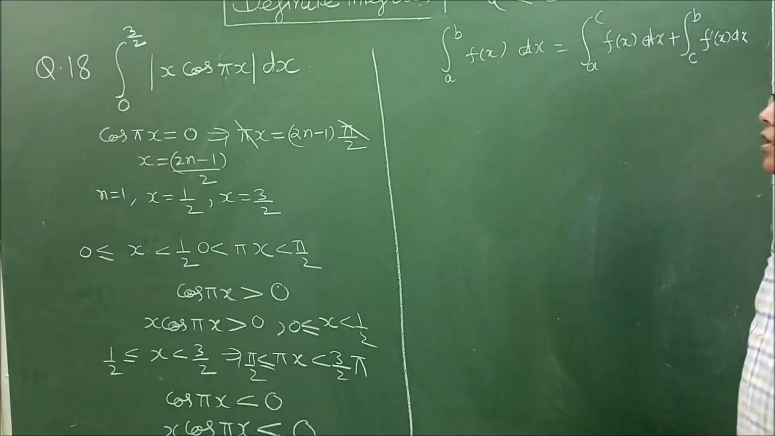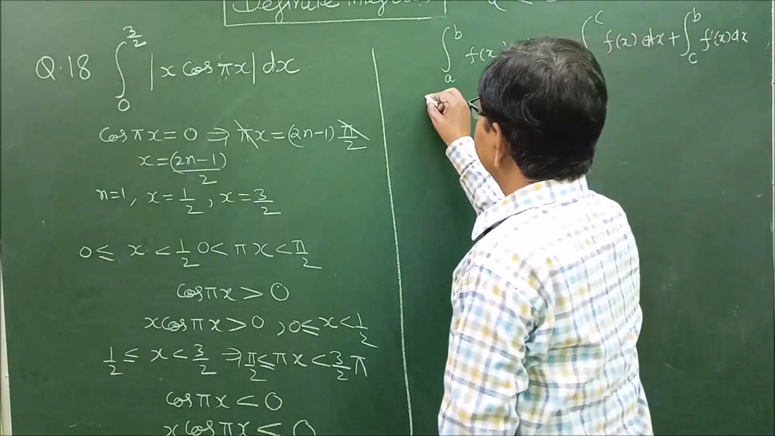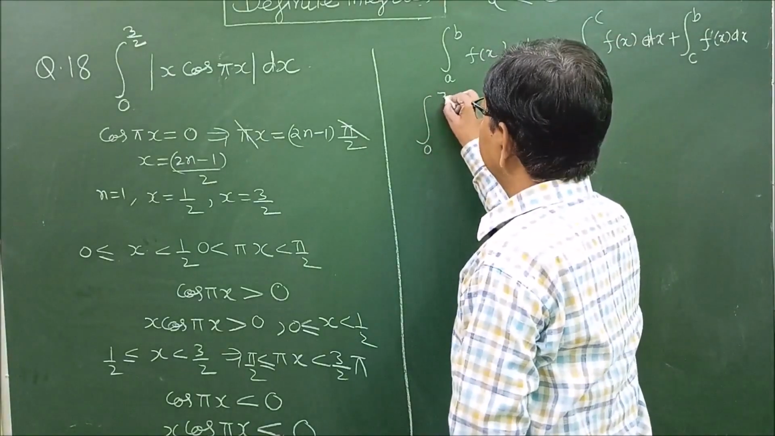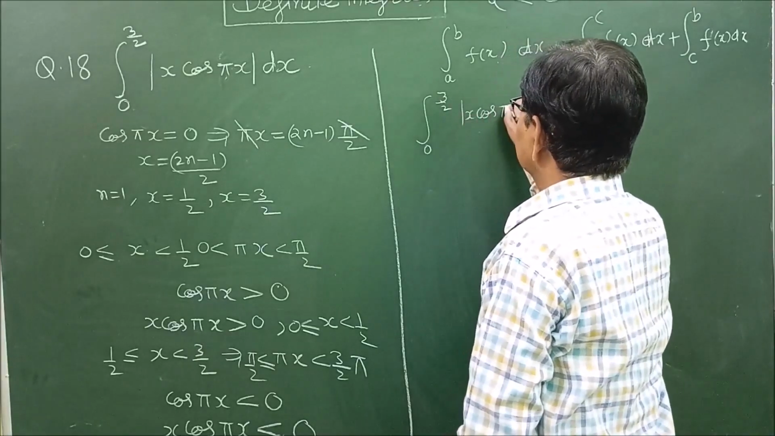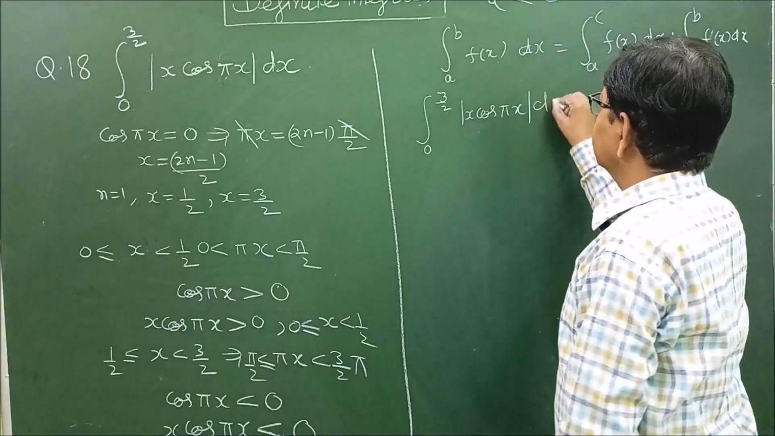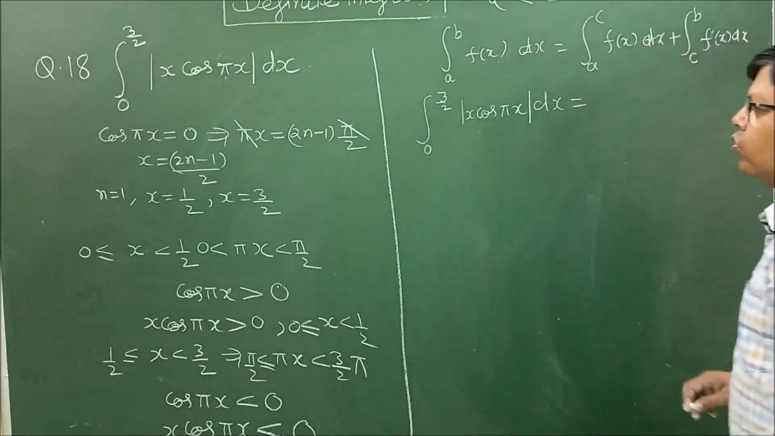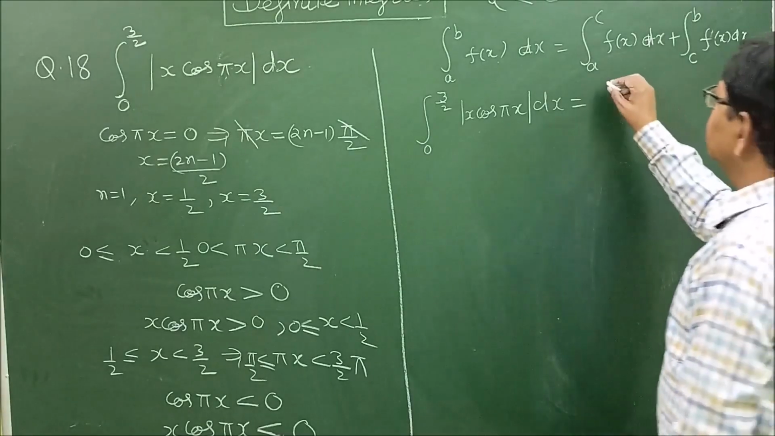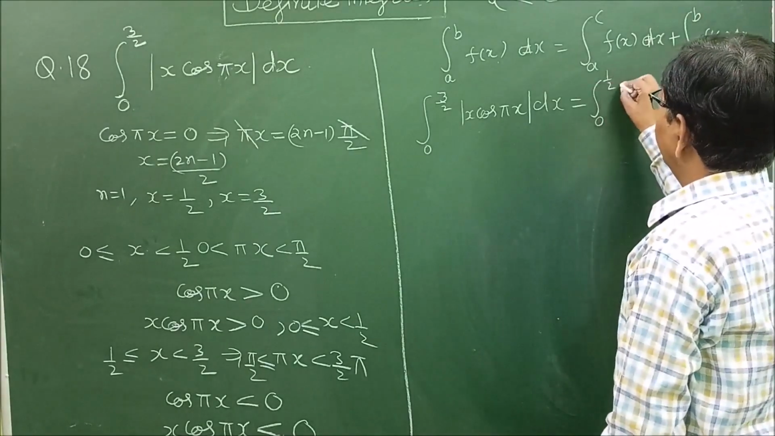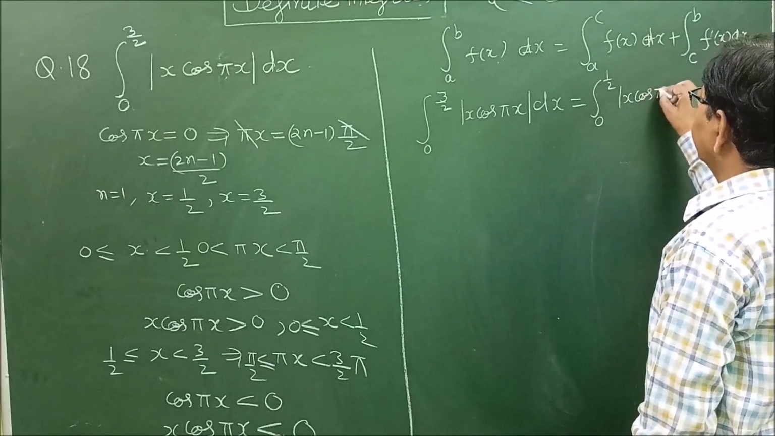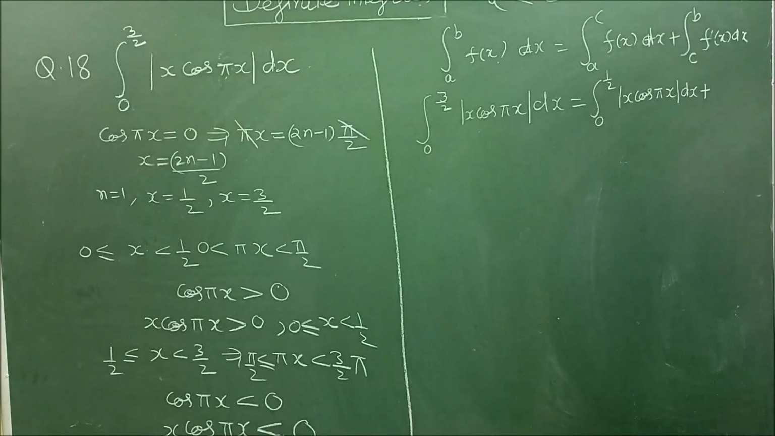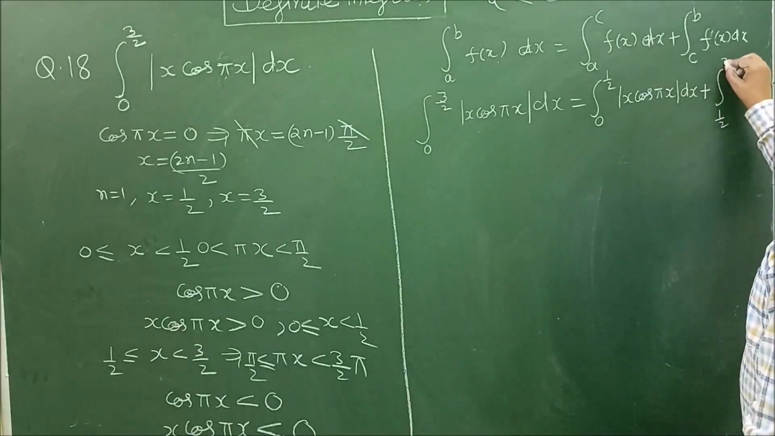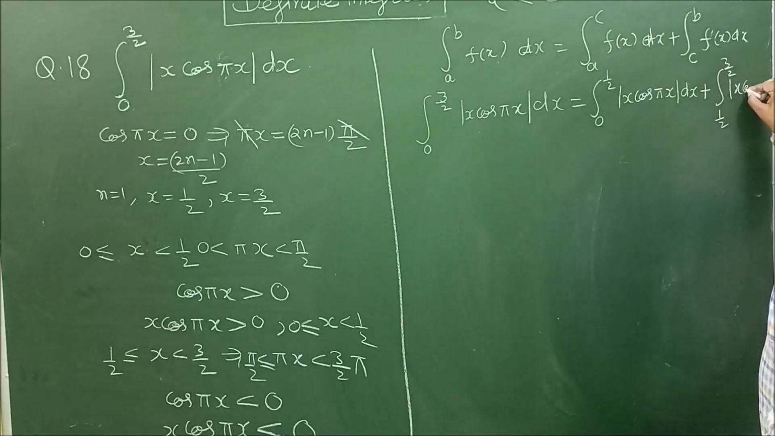Using this property we can write this definite integral 0 to 3 by 2 mod x cos pi x dx is equal to 0 to 1 by 2 mod x cos pi x dx plus 1 by 2 to 3 by 2 mod x cos pi x dx.